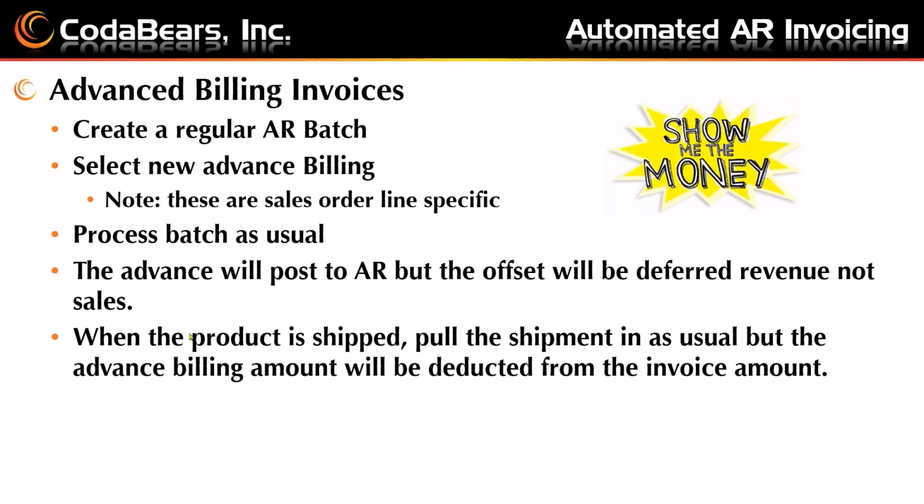The advance will now post to accounts receivable, but the offset will be deferred revenue, not sales. That's because we haven't shipped the product, and according to revenue recognition, we can only account for the sales when we've actually shipped. Then, when the product is actually shipped, we pull the shipment in as usual, but the advanced billing amount will be deducted from the invoice amount, and so you will have a net billing. If they've prepaid the entire invoice, then at that point in time, it would result in a 0 invoice and the system should just close out that invoice and make nothing available as a receivable.